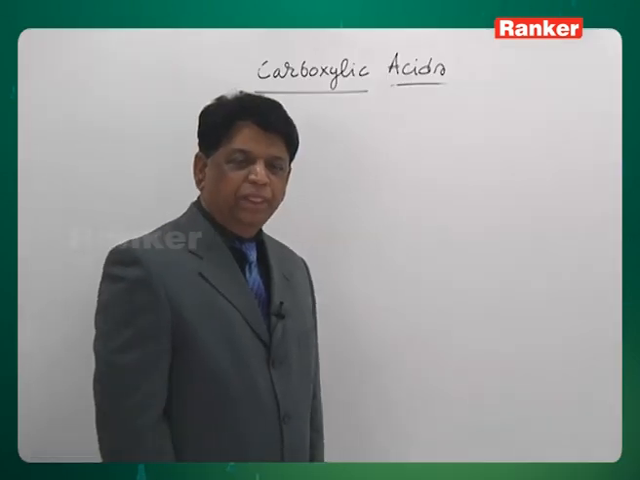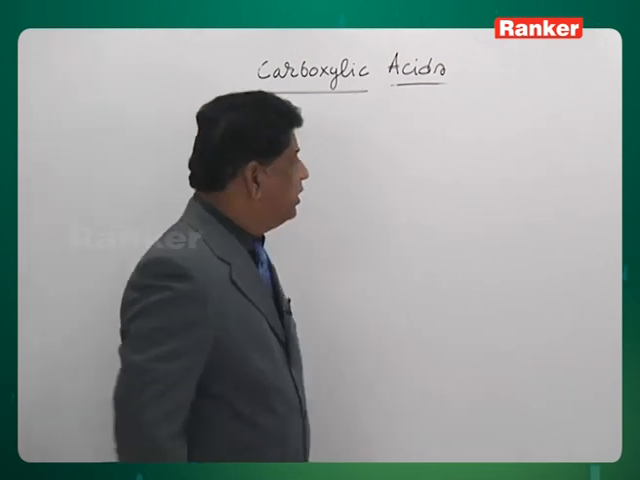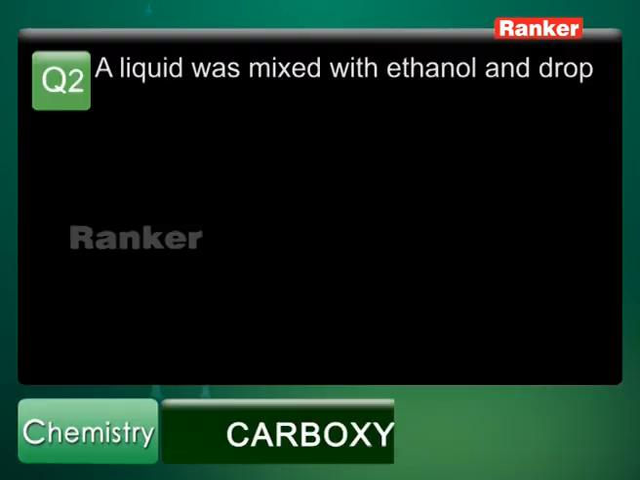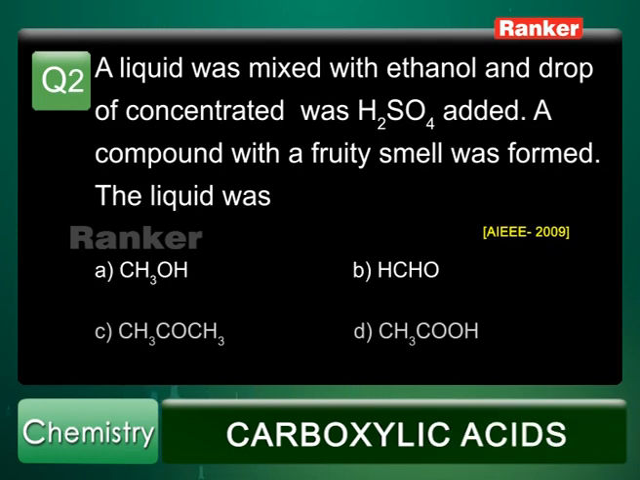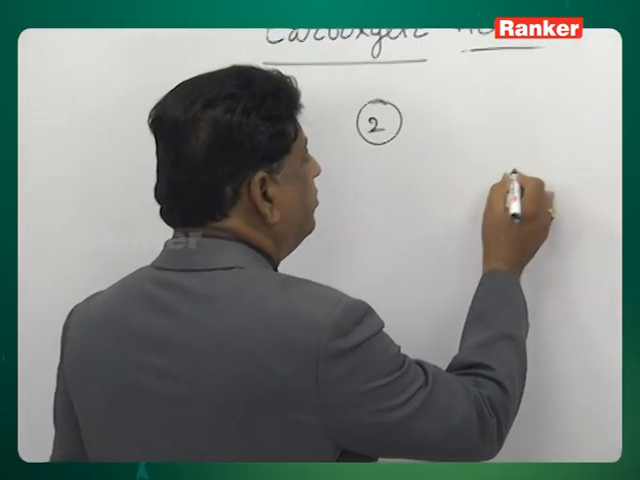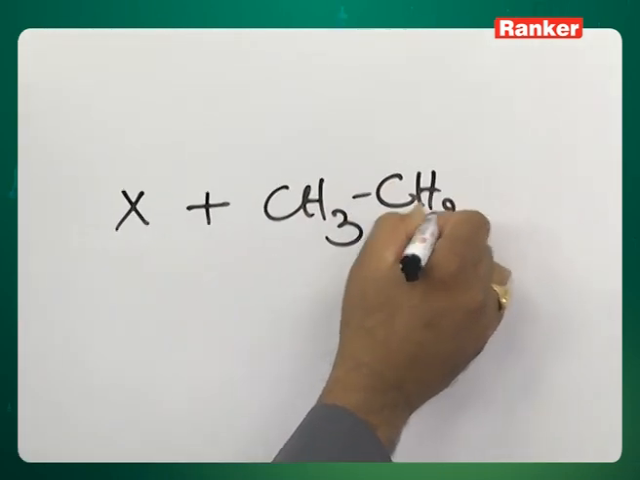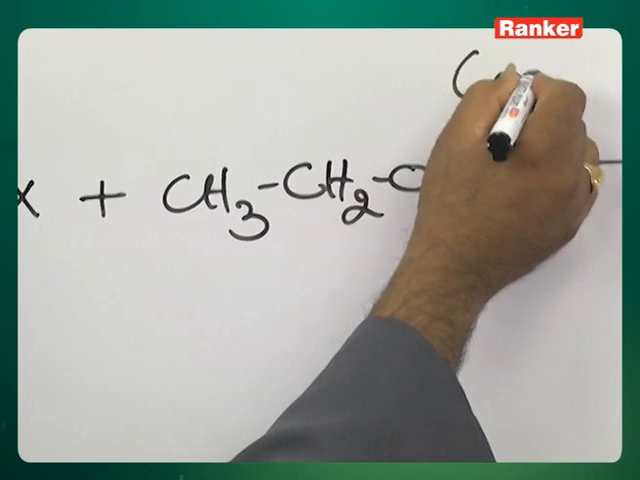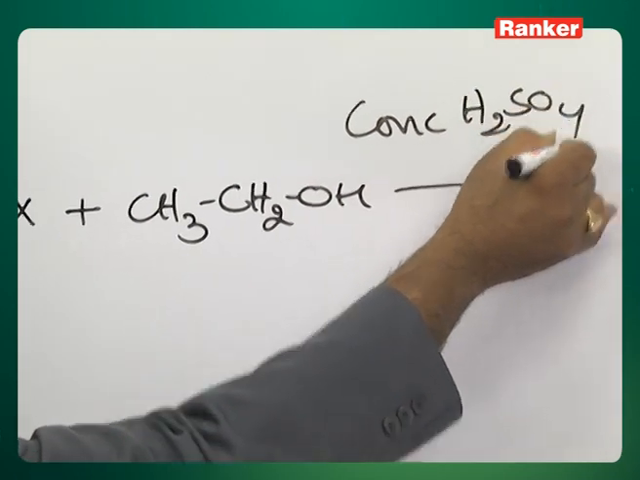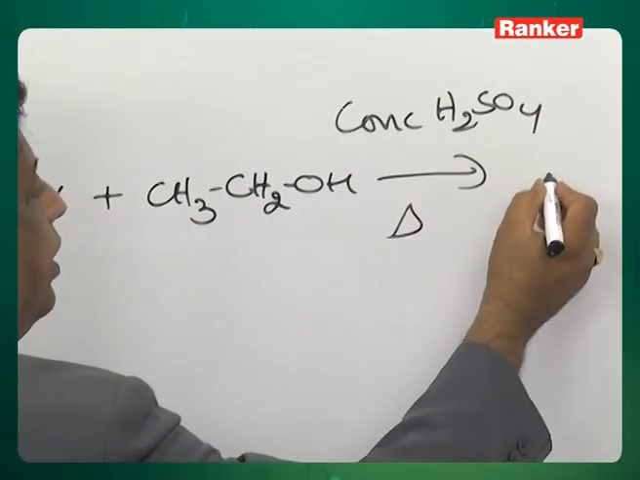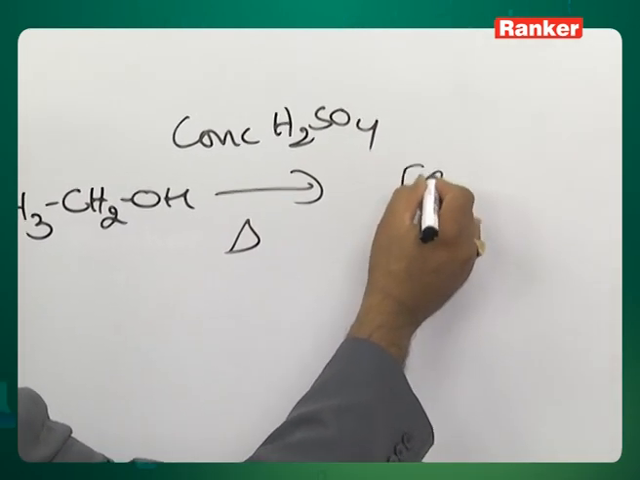Let's go to question number 2, a descriptive question. Question number 2 appeared in 2009. A liquid was mixed with ethanol and a drop of concentrated sulfuric acid added, and a compound with a fruity smell was formed. The liquid is? So he has taken ethyl alcohol, some X compound, and added ethyl alcohol in the presence of concentrated sulfuric acid. H2SO4 is the catalyst he is using, and then he got a compound which has a fruity odor.